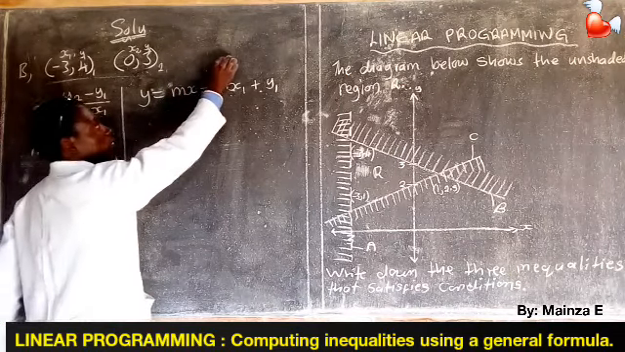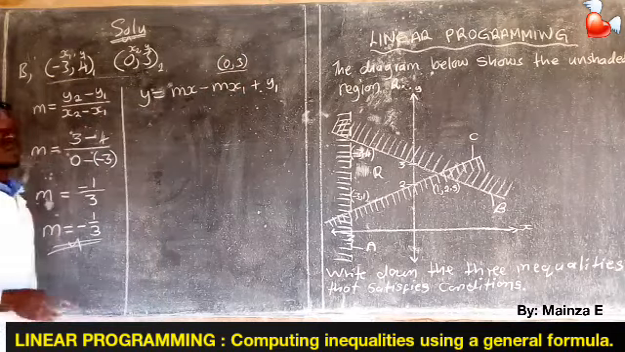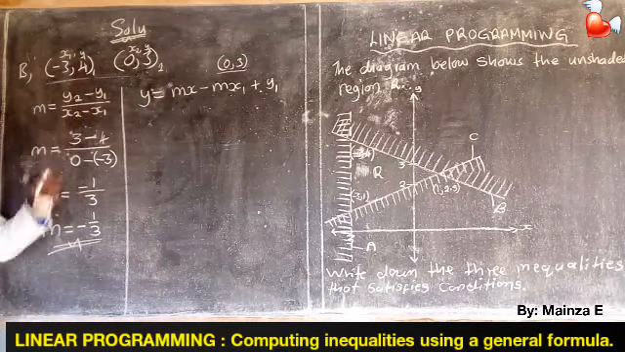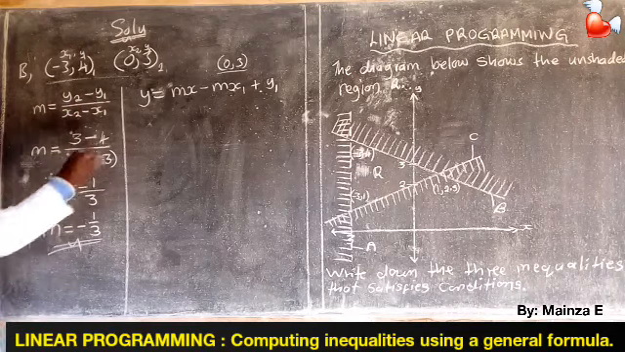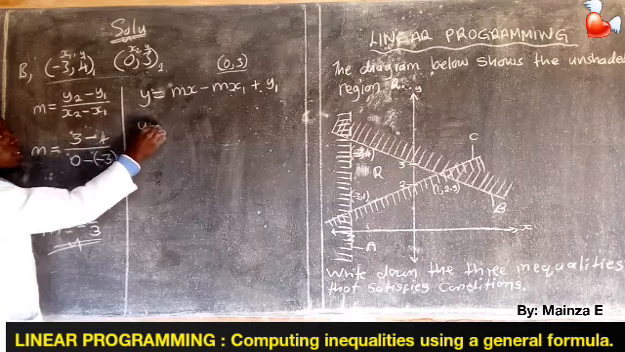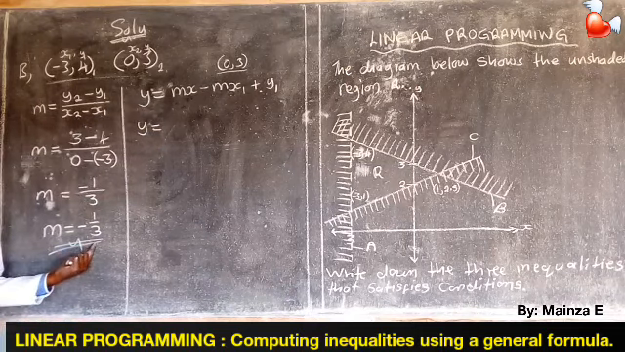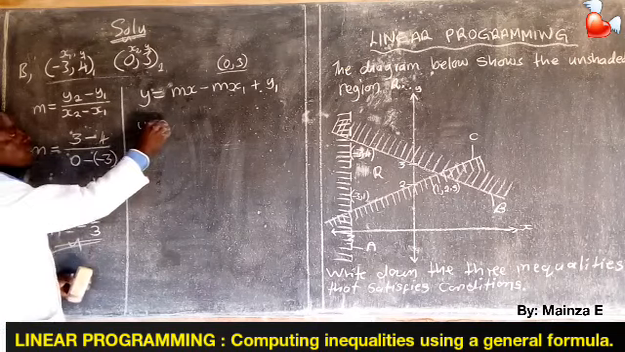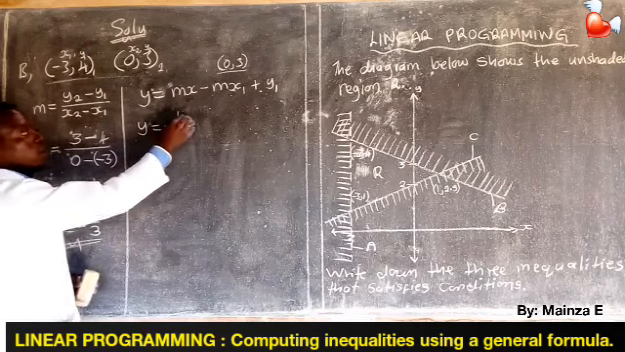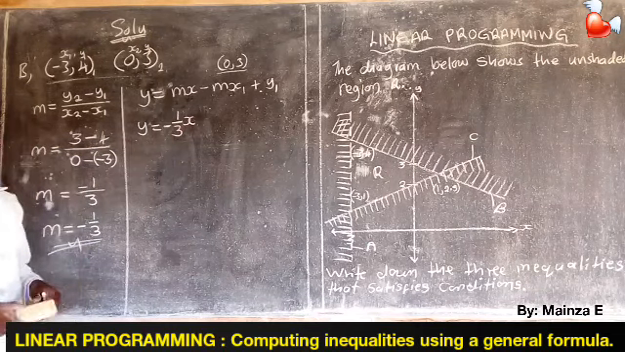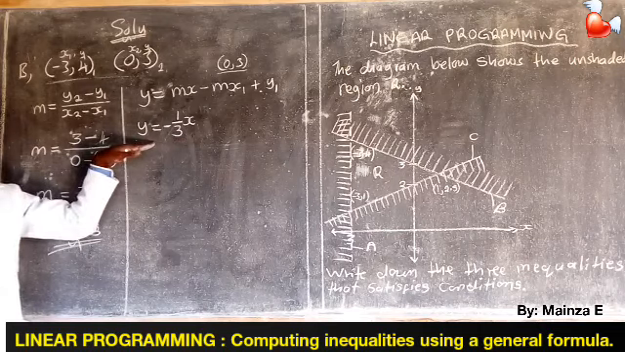So using 0, 3 from these two. What do you do next? Substituting. So we have y equals, where there is m, we substitute 1 over 3, then we have x. So this part is done.